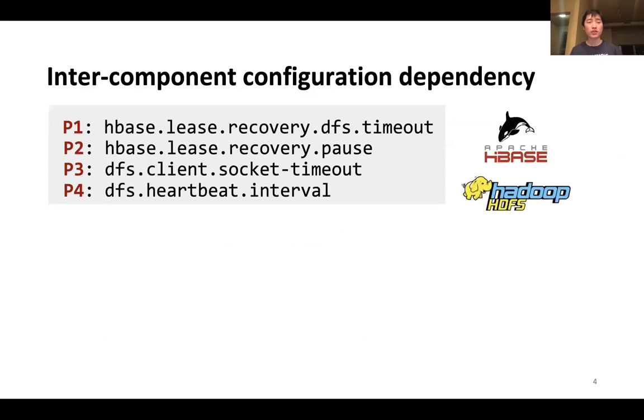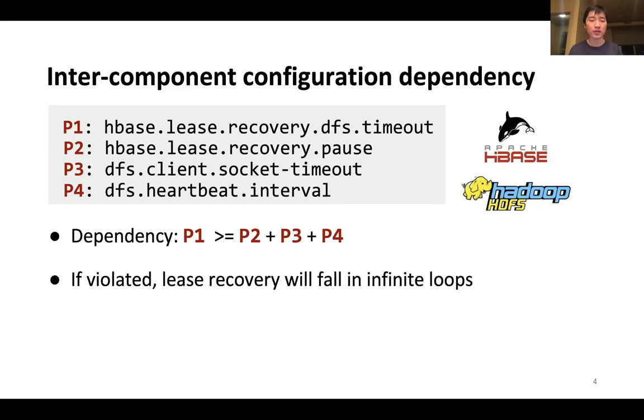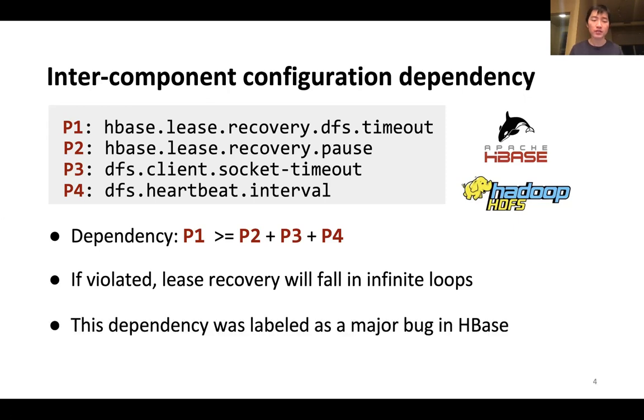The second example is an inter-component configuration dependency. Here we have four parameters from HBase and HDFS. The dependency relation here is P1 should not be less than the sum of P2, P3, and P4. If the dependency relation is violated here, then the lease recovery procedure will fall into infinite loops, which stalls the whole program. This dependency was already labeled as a major bug in HBase. However, there still exists no checking code for this specific dependency.